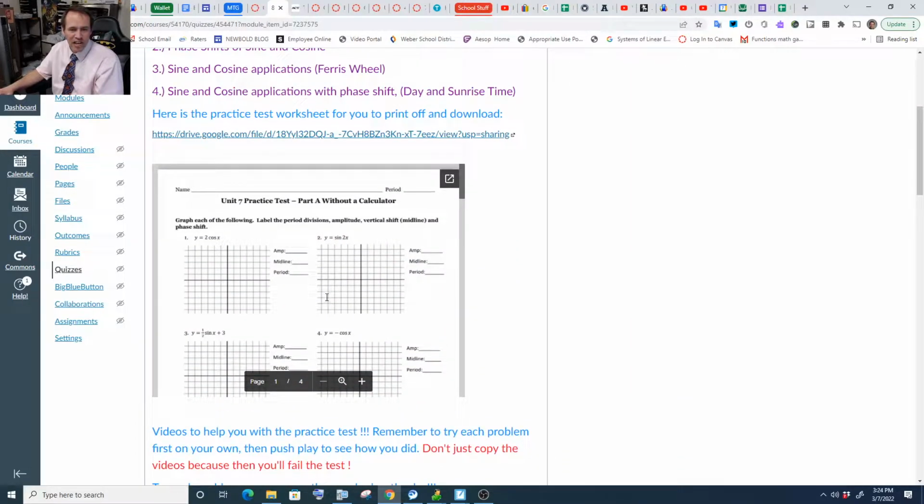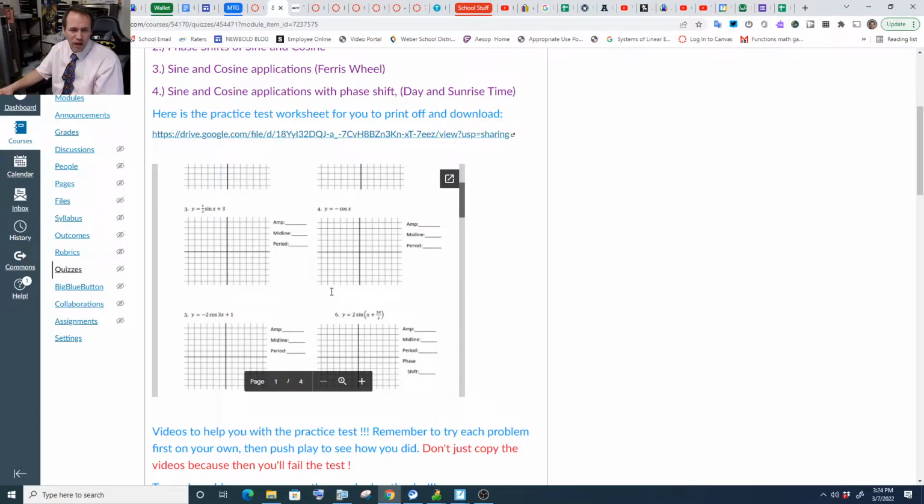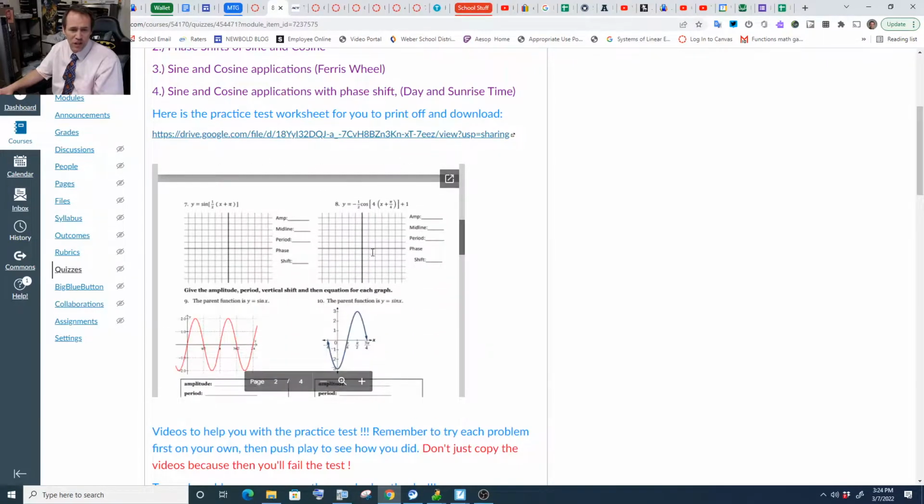So here's the worksheet to download and work on. It's got graphing sine and cosine. It's got 3 phase shift problems.